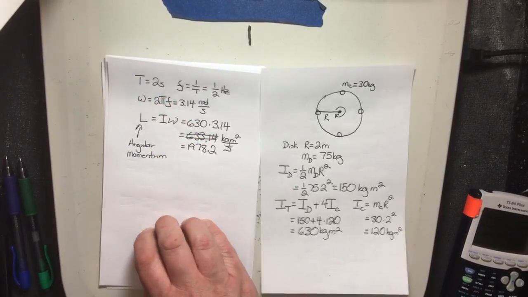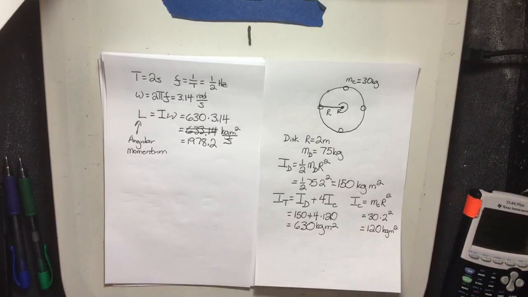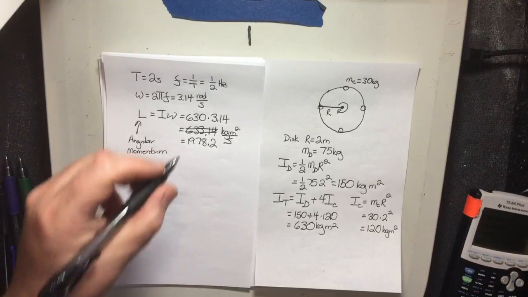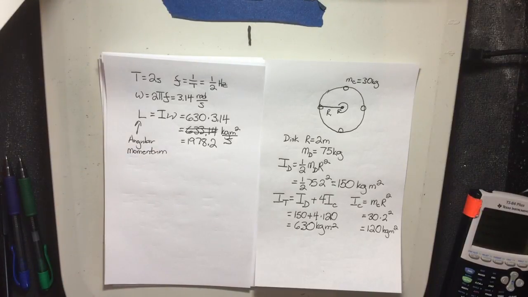$1978.2. Okay. I was looking at that going, I'm not sure. But there we go. So that's the angular momentum of this. Just as if you had an object moving 3 meters per second and it had a mass of 10, its momentum would be the product of the two, in kilograms meters per second.